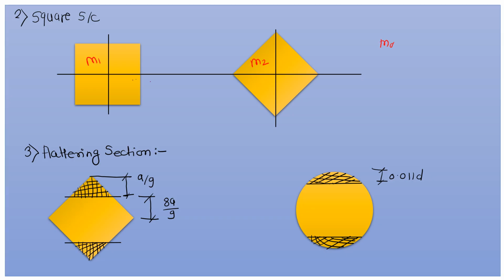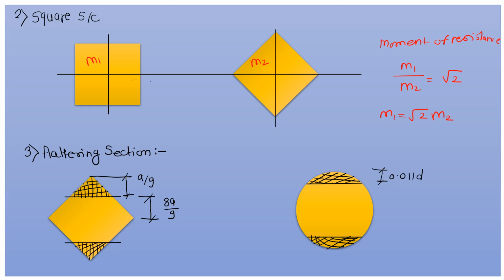So the ratio of moment of resistance: the moment of resistance of the first, meaning the square which has horizontal and vertical sides, is larger than the second by root 2. So M1 is root 2 times larger than M2. Means the moment of inertia of the first square is larger than the moment of inertia of the second.